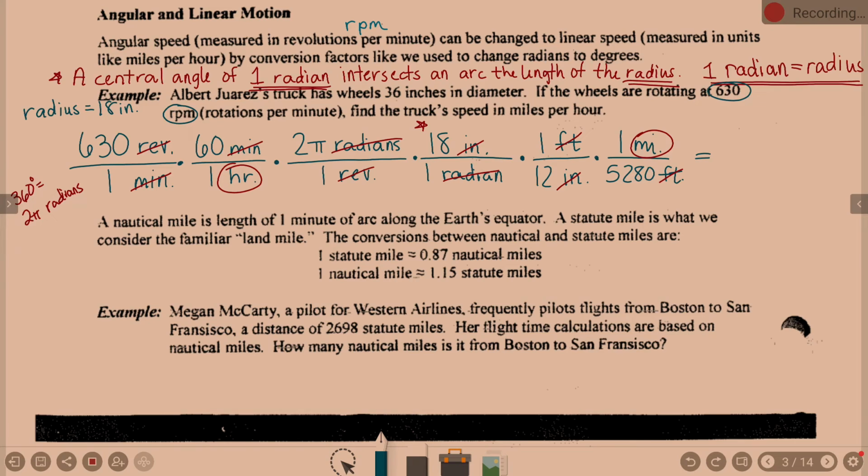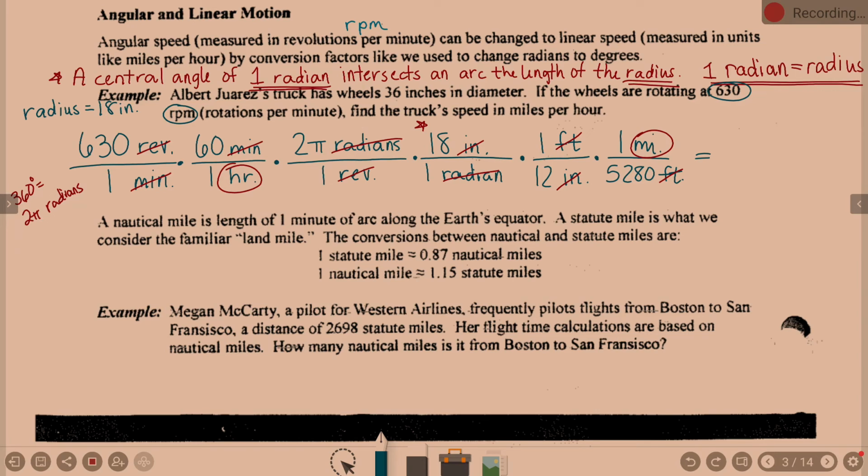If I just go left to right, I could say 630 times 60 times 2 times pi times 18, divide by 12, divide by 5280. Now, I will warn you to be careful. If your 2 pi is in the denominator, you have to be very careful because it will see 2 and pi as 2 separate things. So you have to be careful of how you handle that.